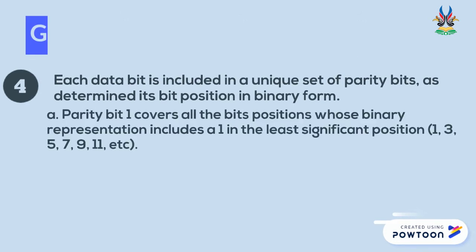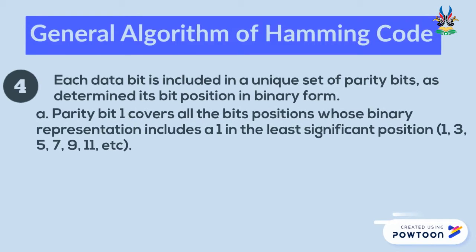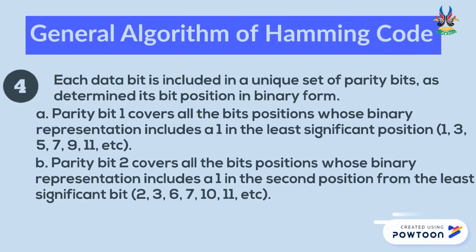A. Parity bit 1 covers all the bit positions whose binary representations include a 1 in the least significant position, like 1, 3, 5, 7, 9, 11. B. Parity bit 2 covers all the bit positions whose binary representations include a 1 in the second position from the least significant bit, like 2, 3, 6, 7, 10, 11.